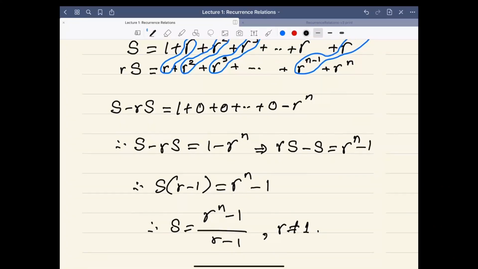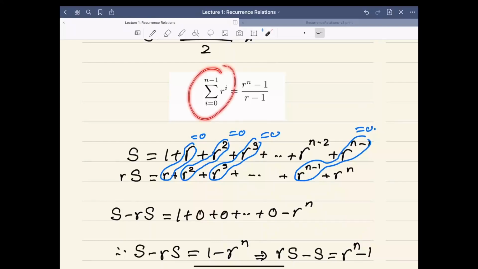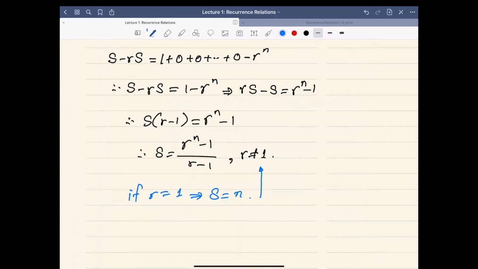A question is raised here. What if r is equal to 1? If r is equal to 1, then you have to go back to the original definition here and put 1. So when r is 1, 1 raised to power anything is 1. So it means that you are adding 1 n times, so the answer is n. So if r is equal to 1, then S is equal to n. Otherwise, if r is not equal to 1, then this is the equation we have for the geometric sequence.